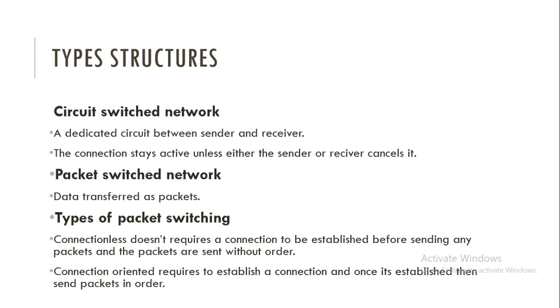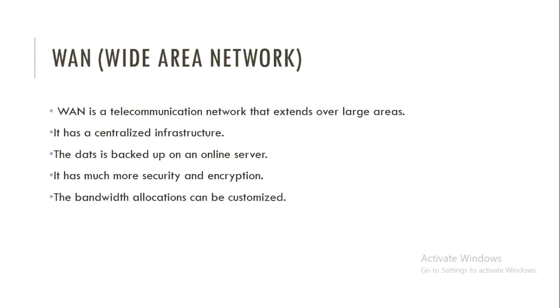Next we have the wide area network. A wide area network is a telecommunication network that extends over larger areas. It has a centralized infrastructure. The data is backed up on online servers, so you don't have to worry about your data being lost. The data is quite secure across the servers.